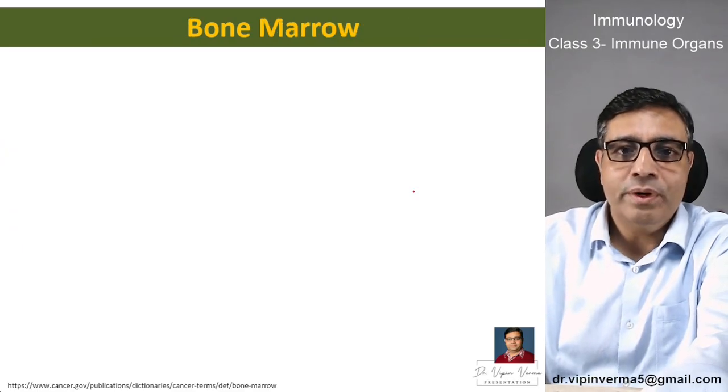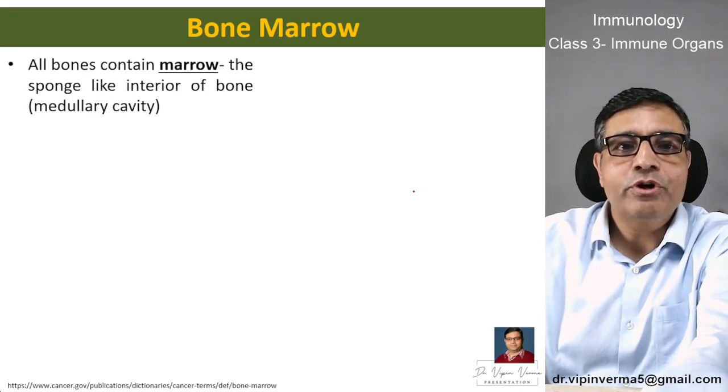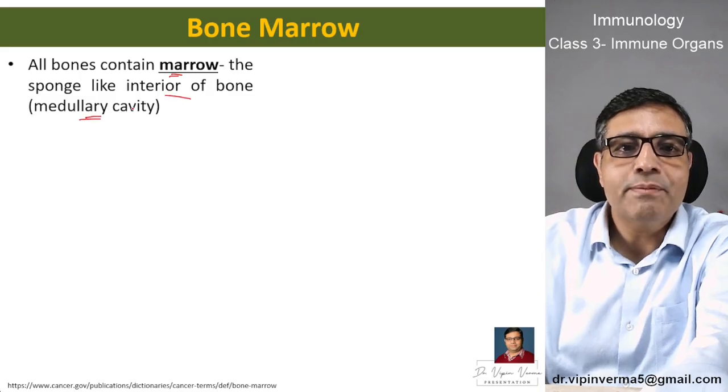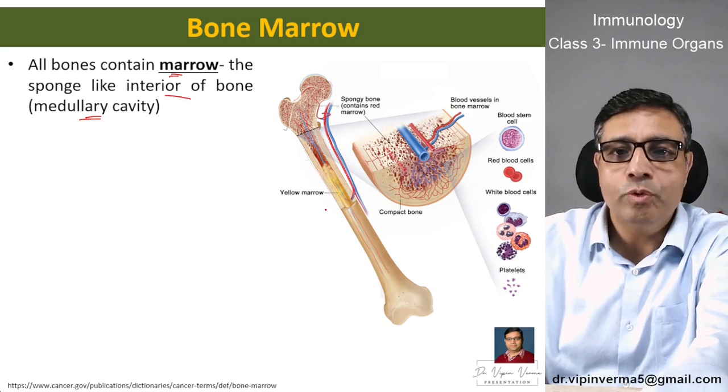Okay, so now let's start with the bone marrow, which is a primary lymphoid organ. All the bones contain a marrow. And what is a marrow? It is the sponge-like interior of the bone, and we also call it the medullary cavity. If you can see, this is a long bone. In the long bone you will see the spongy bone, which contains red marrow.